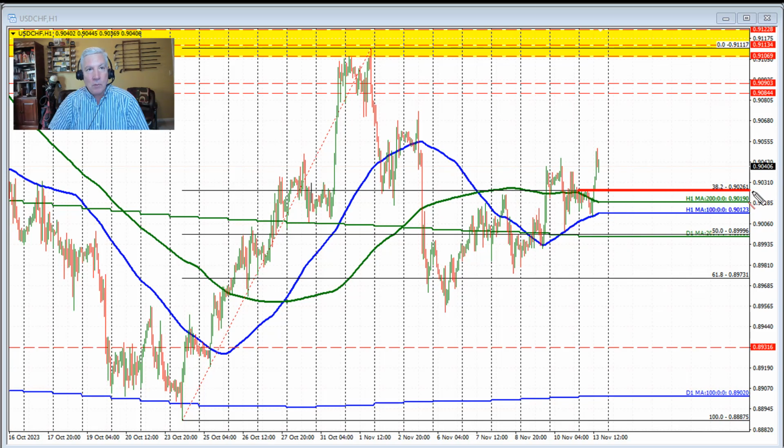Probably watch the 0.9026 level as close support. As long as we hold support against that level, the bias remains to the upside. More conservative risk would be the 100-hour moving average, of course, which found support buyers on 1, 2, 3 different times. So there you have it.